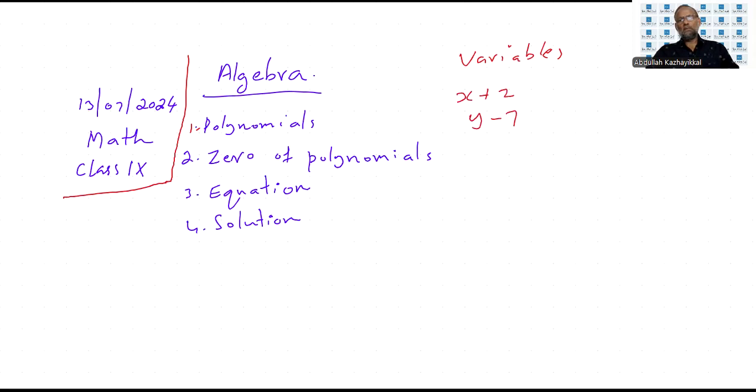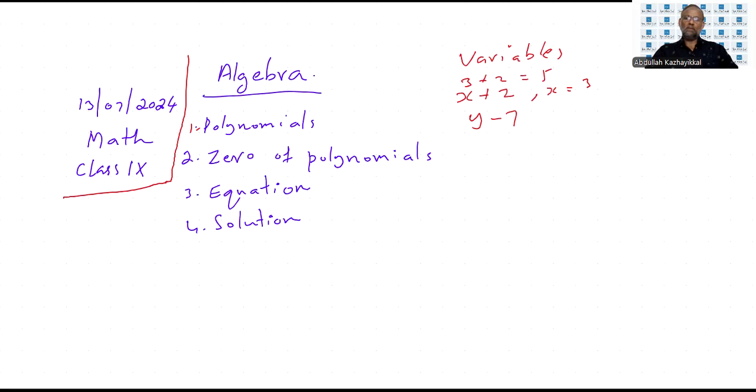You don't know. Suppose if x is equal to 3, we can say s plus 2, that means 3 plus 2, that is 5. So we have to give the value.